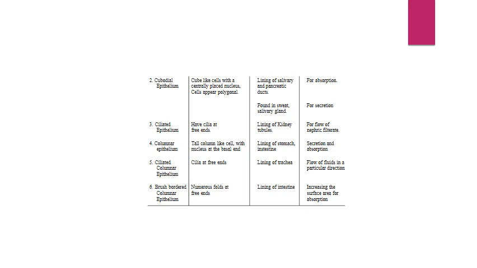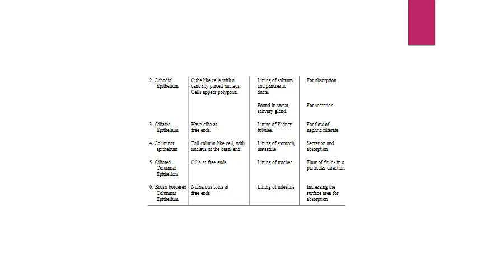Cuboidal epithelium. Third is ciliated epithelium. Fourth is columnar epithelium: ciliated columnar epithelium and brush bordered columnar epithelium. Cuboidal is cube-like cells with a centrally placed nucleus. Cells appear polygonal. These are used for absorption.